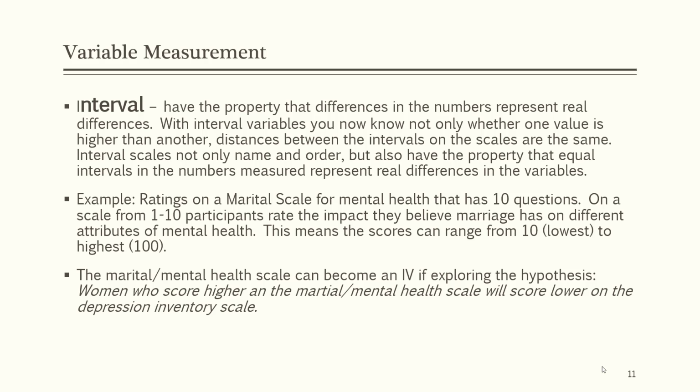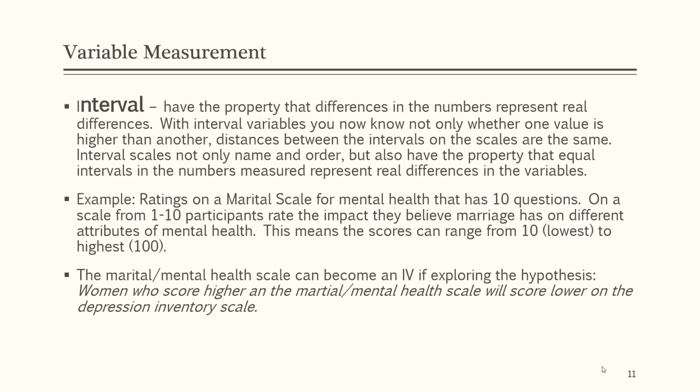We can use our marital scale, again, our marital question, change it to an interval level where we could say ratings on a marital scale for mental health that has 10 questions. On the scale from 1 to 10, participants rate the impact they believe marriage has on different attributes of mental health, so they can have a collective score of 10 to 100, and this is going to make this an interval scale. So we went from asking, do you believe marriage improves mental health? Yes or no, that's nominal level. To indicate your level of agreement with the following statement. I believe marriage impacts mental health in a positive way. Strongly disagree to strongly agree.